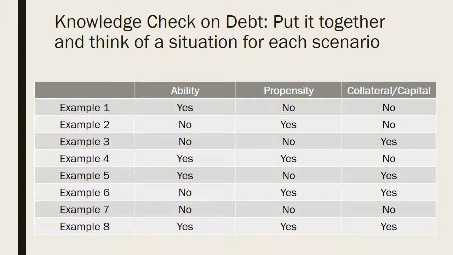But unfortunately, there's no other collateral or other capital that I'd be able to sell off in order to pay you back. So in this scenario of example 2, I would not repay you. So hopefully that makes sense. And please walk through these examples. Make sure you can come up with a story or a scenario where you'd be able to explain each one.